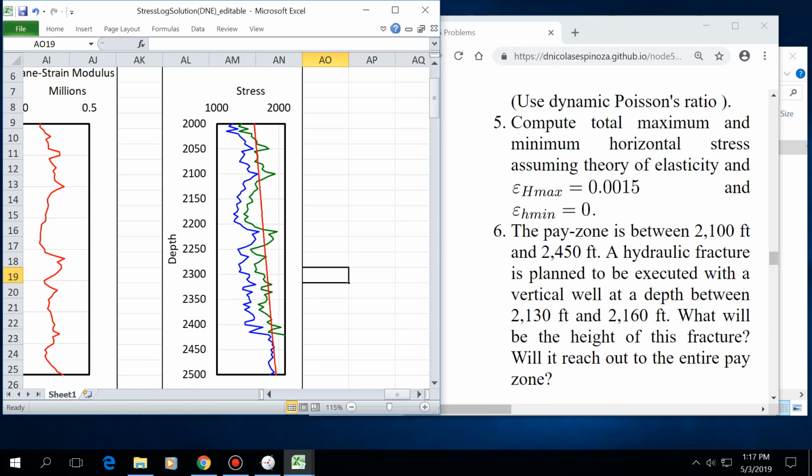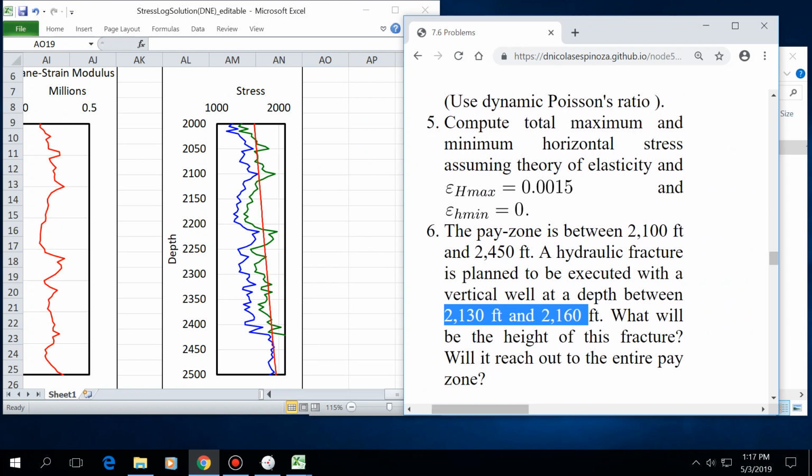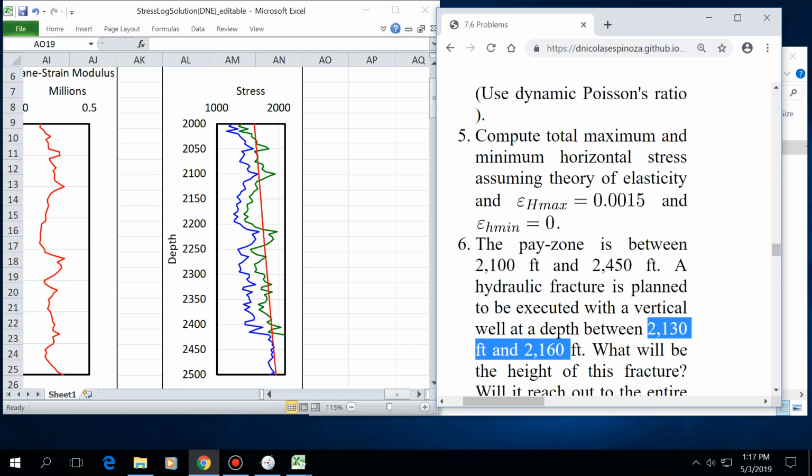Somewhere around there. So 21 and 2450. This is a pay zone, all of that. And then it tells you that a fracture is going to be started at this depth. That means that perforations are going to be placed at the depth between 2130 and 2160, which is somewhere around here, right? 2130, 2160.